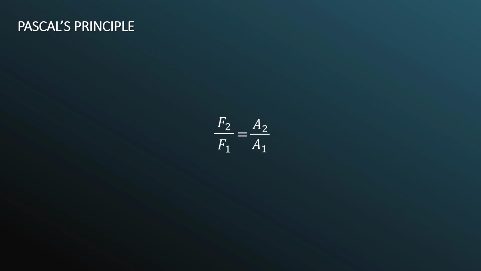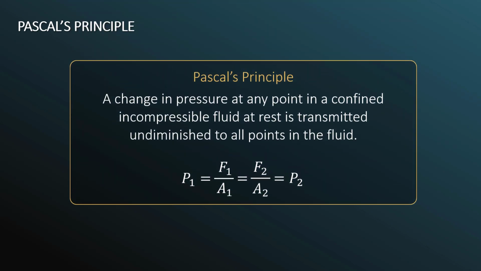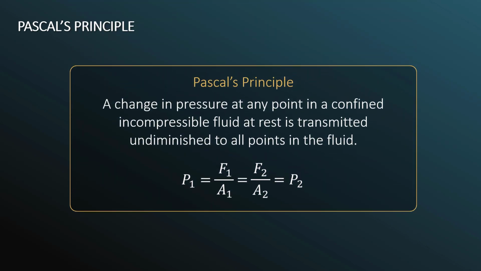We can rearrange this such that we now have force over area on the left and on the right. Well, force over area by definition is pressure. So we see that this is actually Pascal's principle, proven when we have an ideal machine. The pressure in one location is going to equal the pressure in another location.